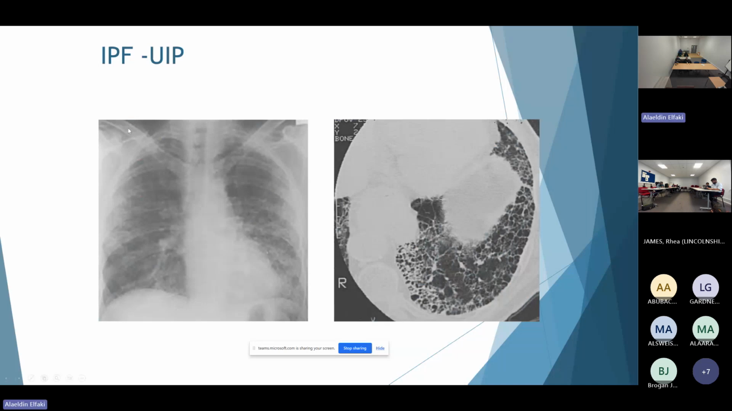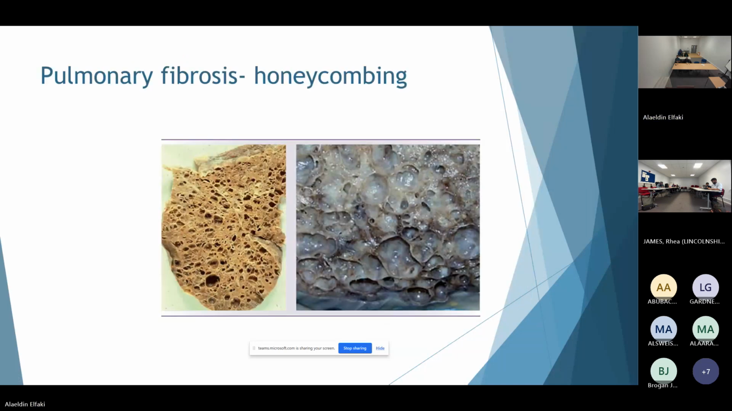So this is another CT scan for a patient with IPF, idiopathic pulmonary fibrosis, with the pattern of UIP. Here we see lower lobe predominance, honeycombing, and subpleural infiltrates. I can't see any traction bronchiectasis here, but it is not a definitive feature for UIP. The most important are lower lobe, subpleural, and honeycombing. So this is exactly what you see. It is a honeycombing.